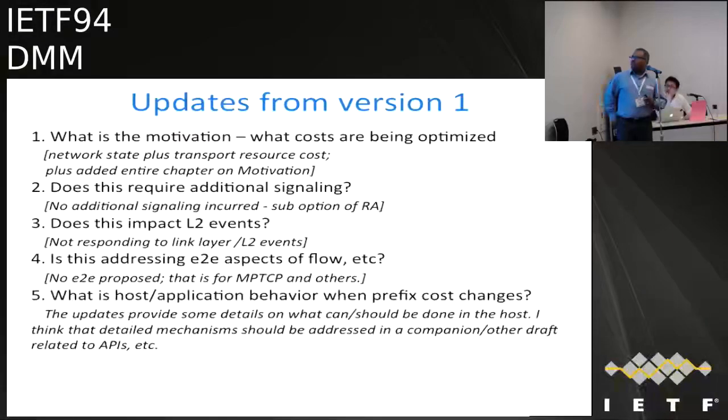And the last question was about host or application behavior when the prefix cost changes. And I think here we need some more work. We've included some definitions as to how the application gets informed, either via BESI polling or alternative methods, but that we need further work on. So that's a rough state of what we have added from the last time.